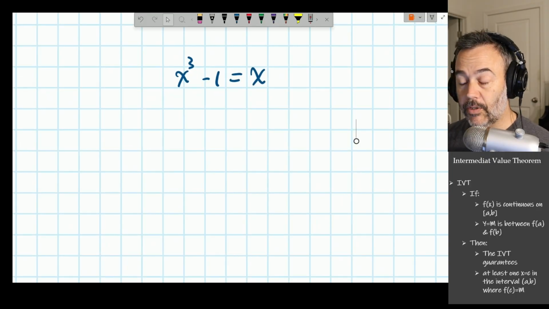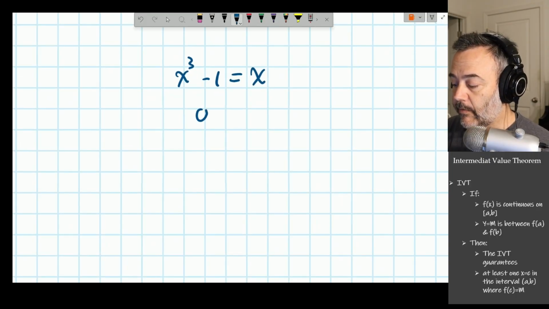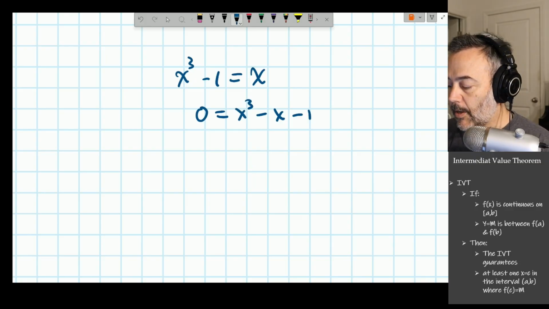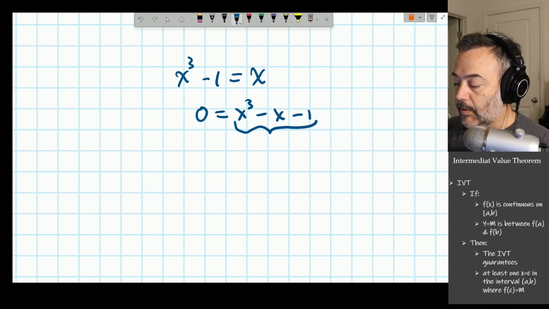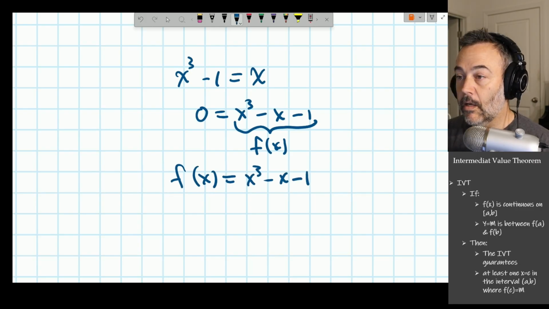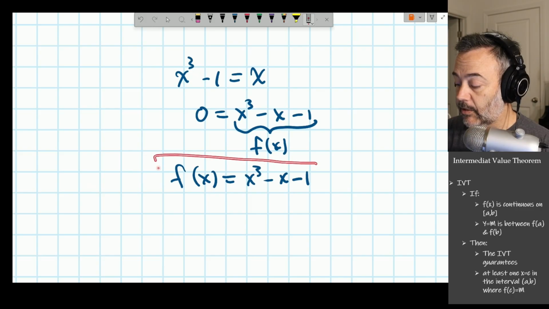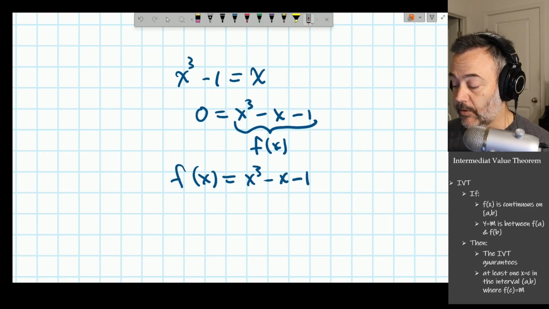Okay, there are a couple of ways you can do this one. One way is to move everything to one side. So I can have 0 equals x cubed minus x minus 1. I just subtracted x from both sides and wrote it this way. Now I can let this be my function. I want to show that there's some place where this function equals 0. That's equivalent to showing that this function has a 0, or an x-intercept.